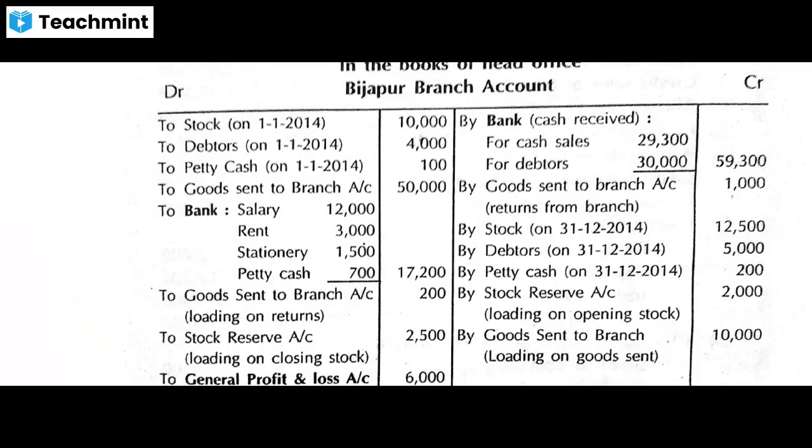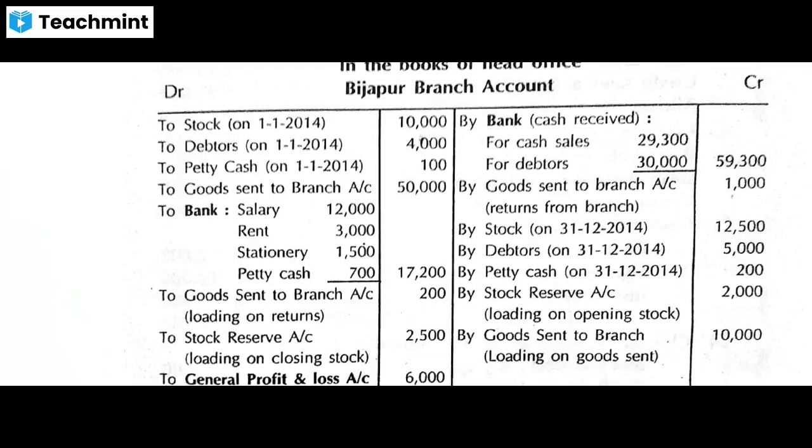Okay, so these items are taken in the debit side, and in the credit side we take the cash sales or the cash received from the branches, not by the customers, only for the branches. And goods sent to branches that are returned by the branch to the head office will be treated in this credit side. And also closing stock, closing debtors, and closing petty cash, and stock reserve. That means the loadings on opening stock, and the loadings on goods sent to branch. This will be treated in the credit side.